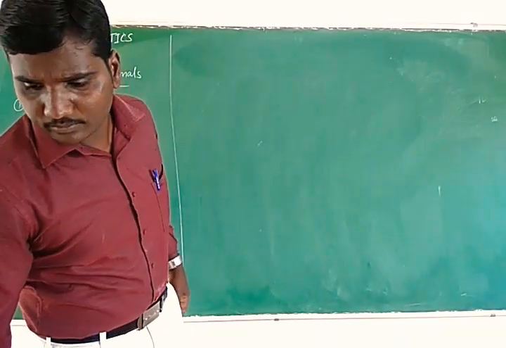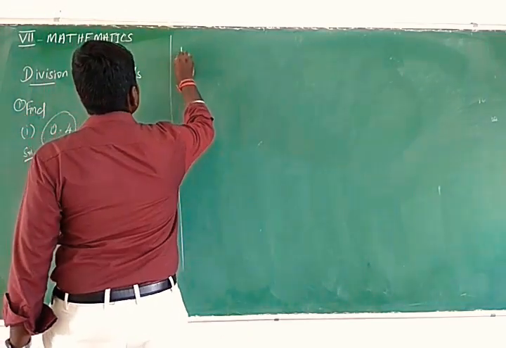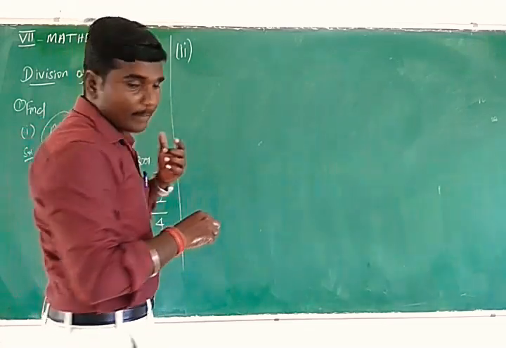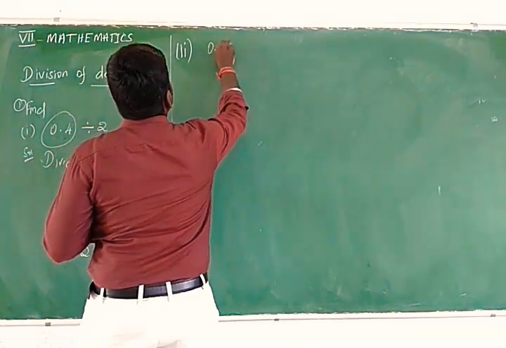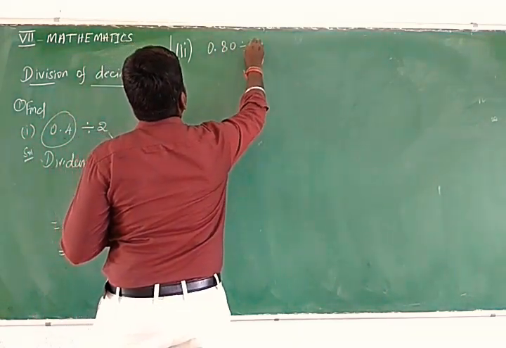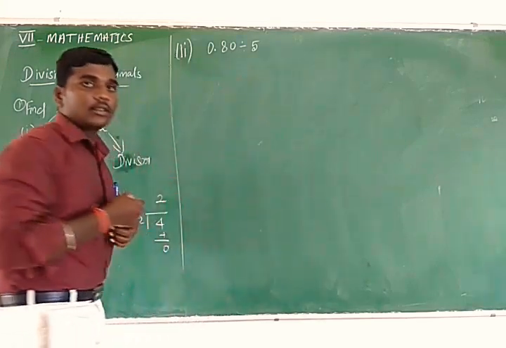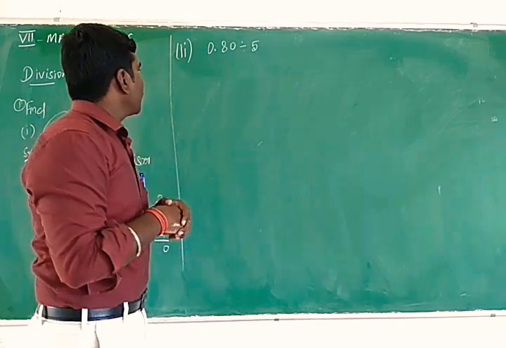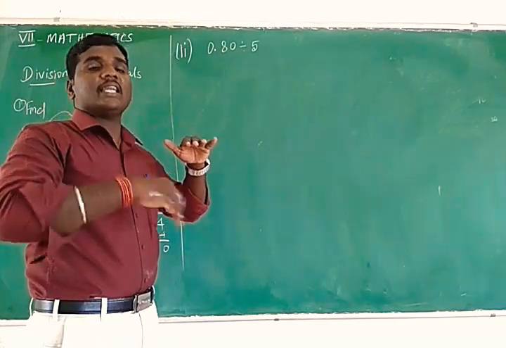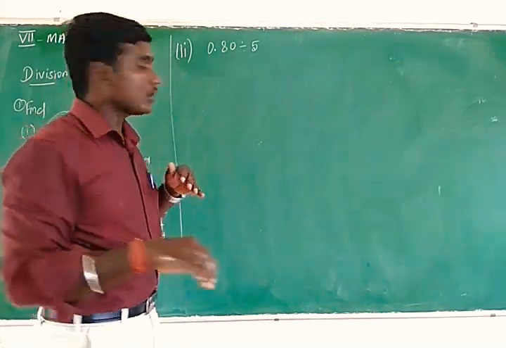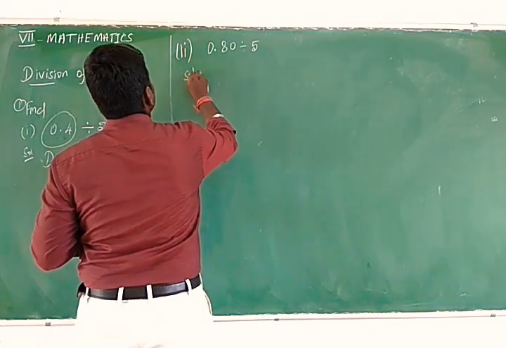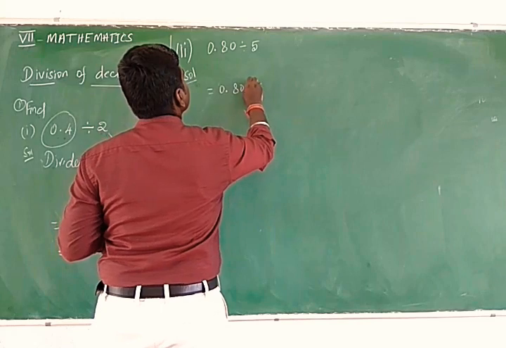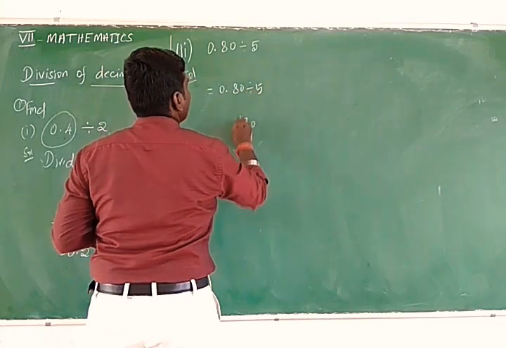Next question, the second one: 0.80 divided by 5. Without considering the decimal, you can do the division. Solution: 0.80 divided by 5, so 80 divided by 5.